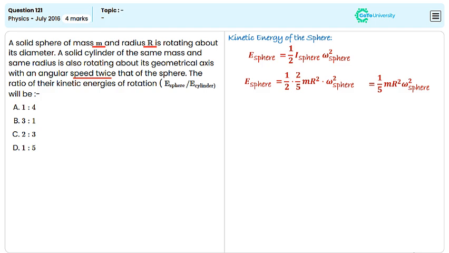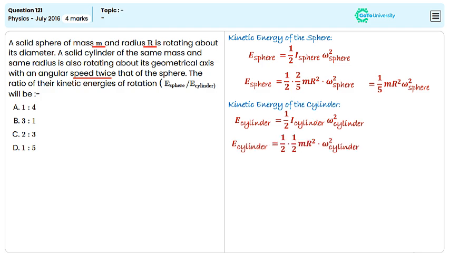Now let us find the kinetic energy of the cylinder. Kinetic energy of the cylinder is given by half into I of cylinder into omega square of cylinder. Substituting I cylinder equals half mr square, we get energy of cylinder equals 1 by 2 into 1 by 2 mr square into omega square of cylinder.